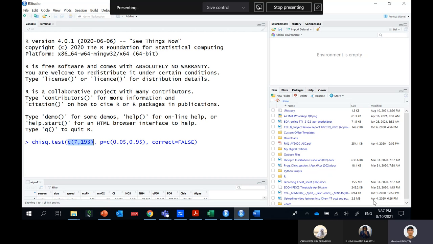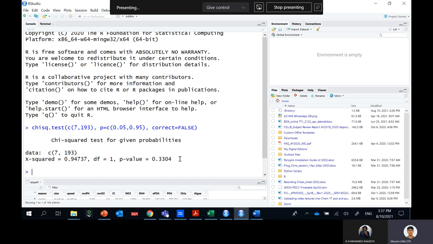Okay, so you have a choice of correction or no correction. So that's all for your chi square test. And you get the p-value as well. Okay, and your chi square is also given there.